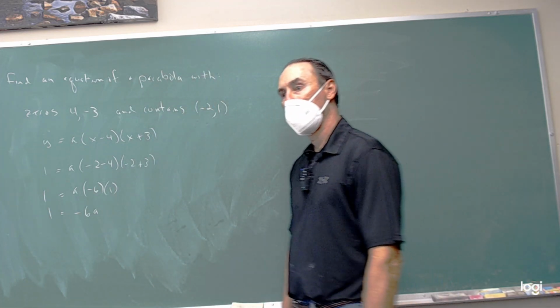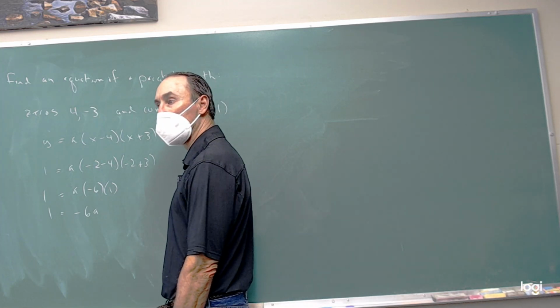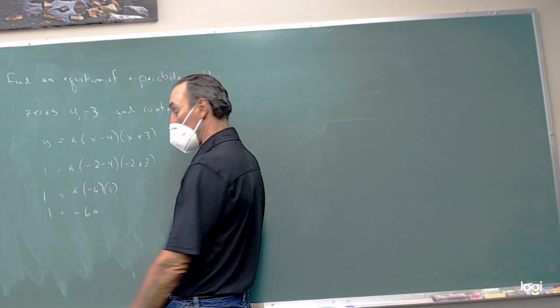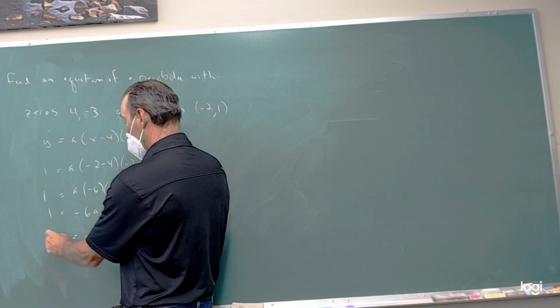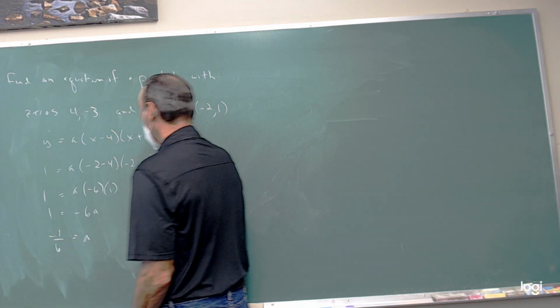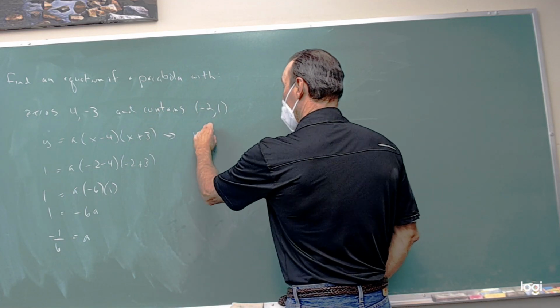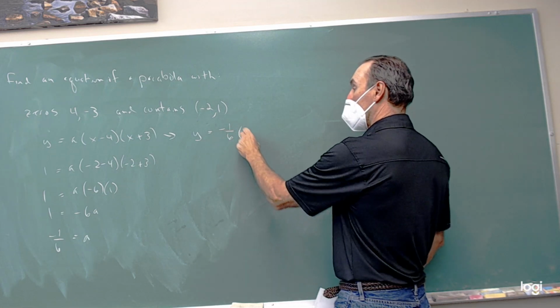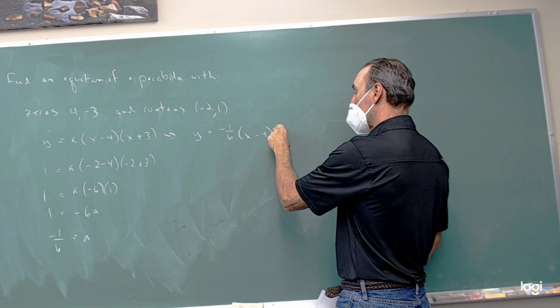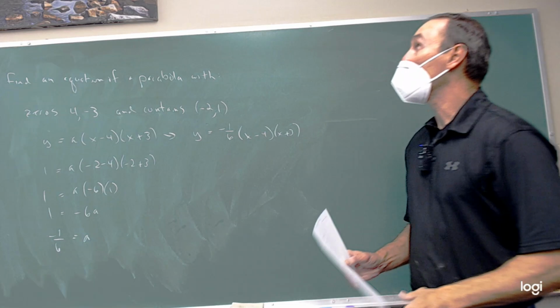Am I going too fast? So A is going to be negative 1/6. So our equation is y equals negative 1/6, and the rest can stay as it was.